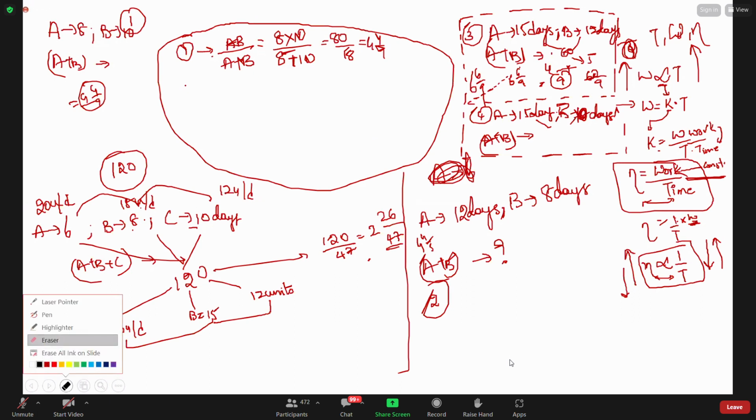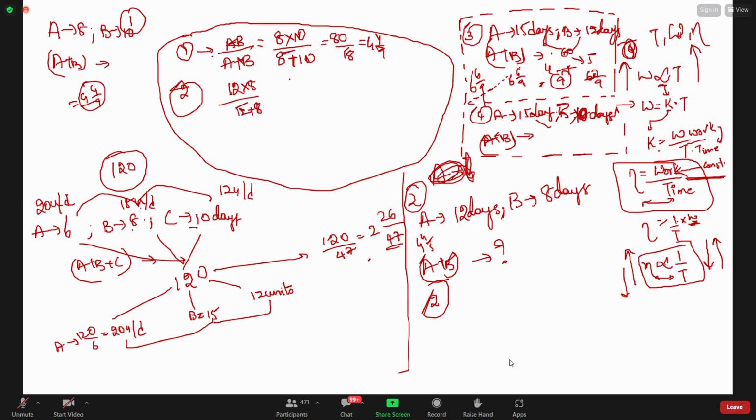Now, second. Where is the second one? What was the number for the second one? This one? This was the second. Second one. 12 into 8 by 12 plus 8. Check this. 96 by 20. Check this one. 48 by 10. Or 24 by 5. Which is 4 by 5.